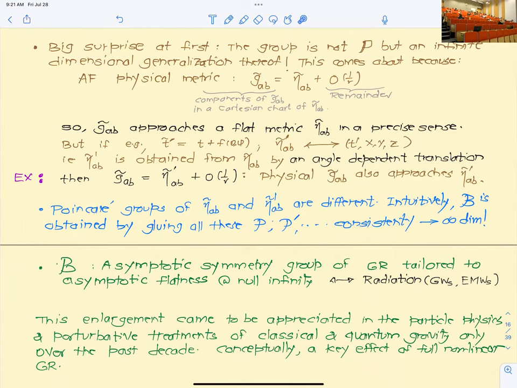So the statement is that when we say that g tilde ab approaches a Minkowski metric, this Minkowski metric is not unique. Given one of them, I can define another one, which is related to the first one by an angle-dependent translation. If I just make a translation, if this were a constant, then of course the two Minkowski metrics are the same. But with the angle-dependent translation, eta tilde prime ab is not equal to eta tilde ab, and I get two different metrics. Since the physical metric approaches both of them as 1 upon r and 1 upon r prime, they are both admissible. So the symmetry group could be the Poincaré group of this metric as well as the Poincaré group of this metric. But these Poincaré groups are different just because the two metrics are different.